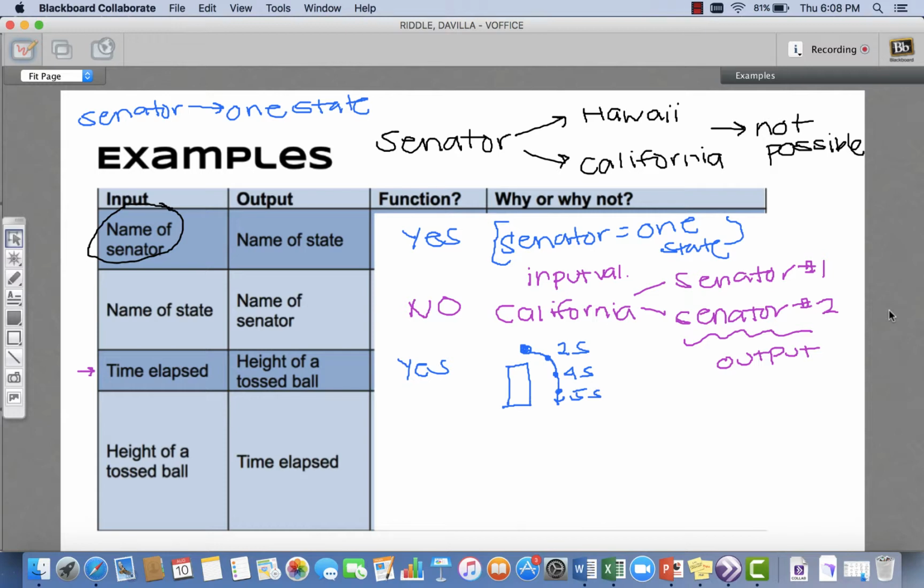And then, why don't you take a guess at the last part? Do you think that the height of a ball as an input could be a function in terms of time elapsed?